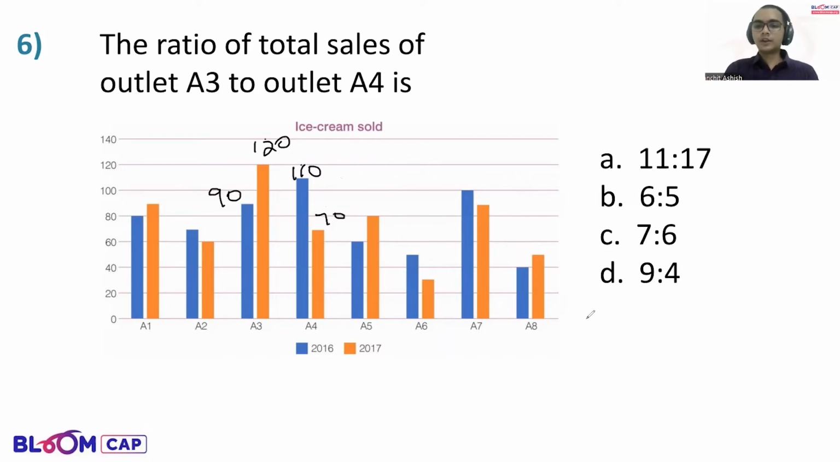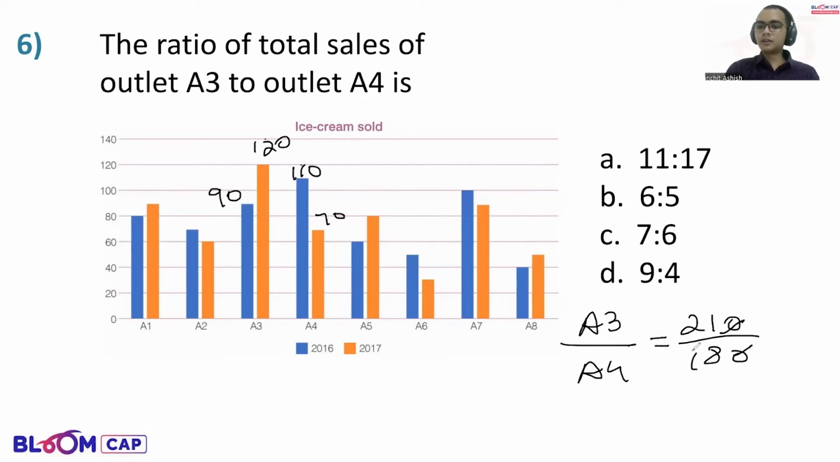Now we have to divide total A3 by total A4. What is A3 total? It's 120 plus 90, so 210. What is A4 total? It's 110 plus 70, 180. We got 210 over 180, and we can cancel the zeros.